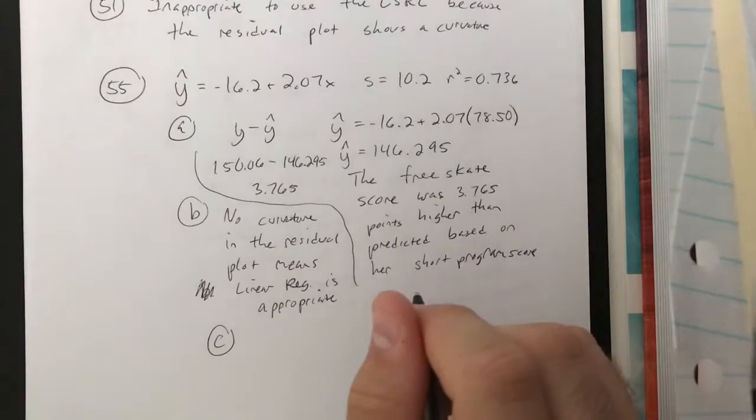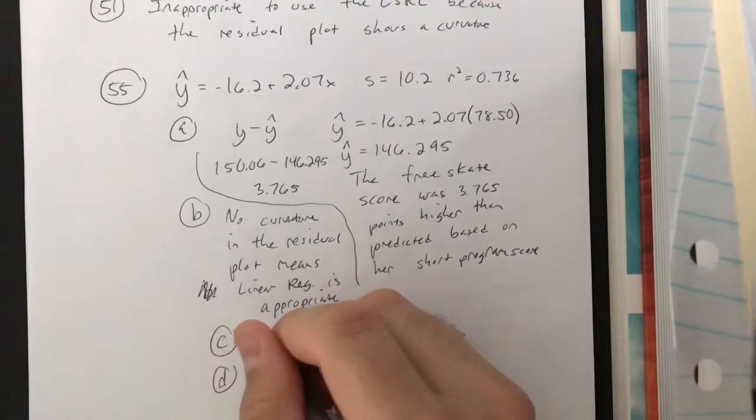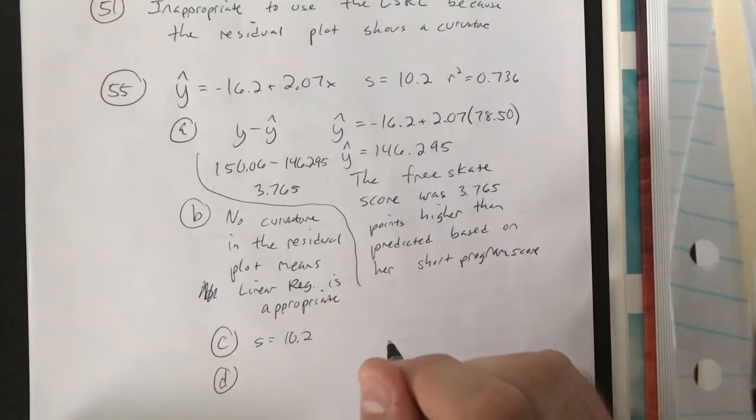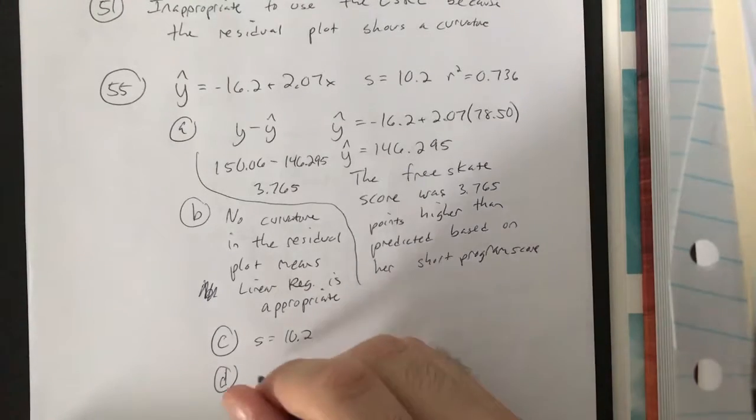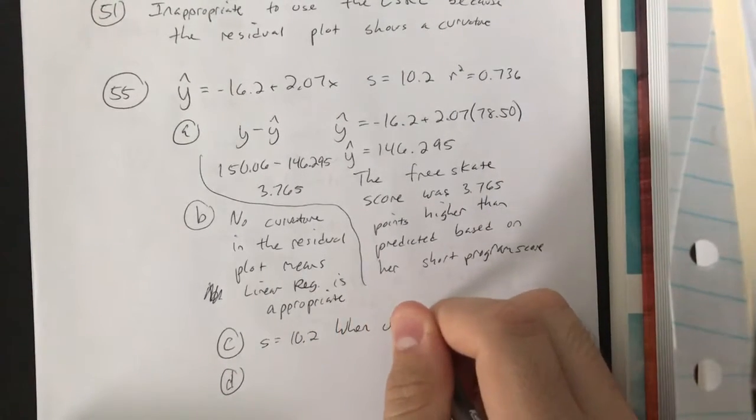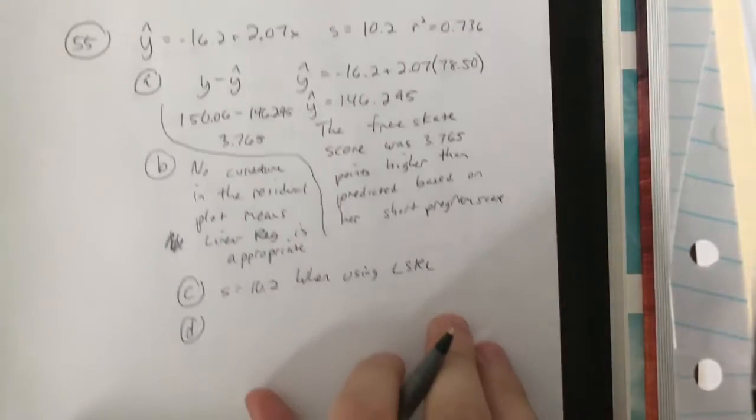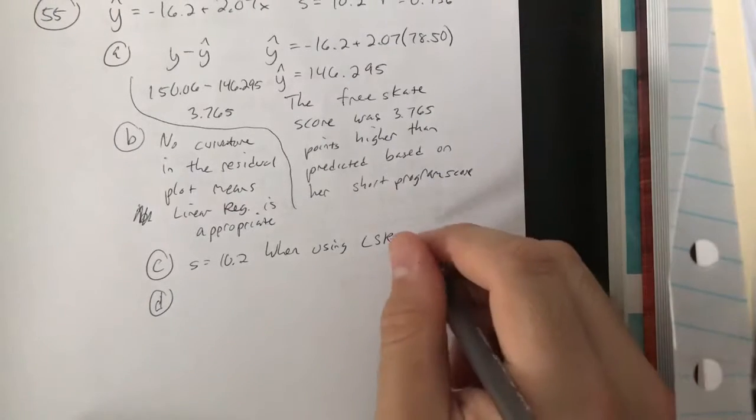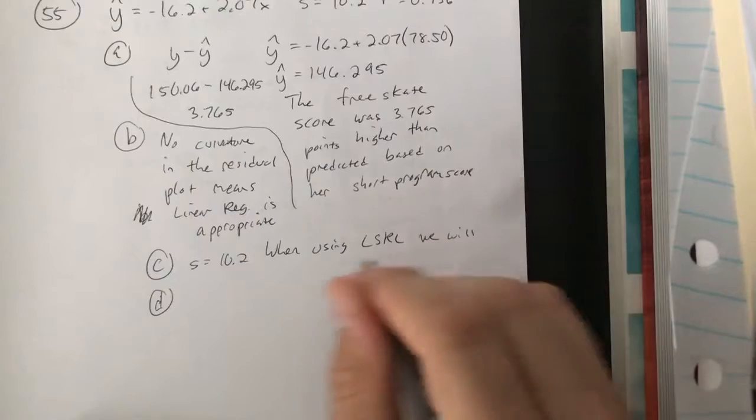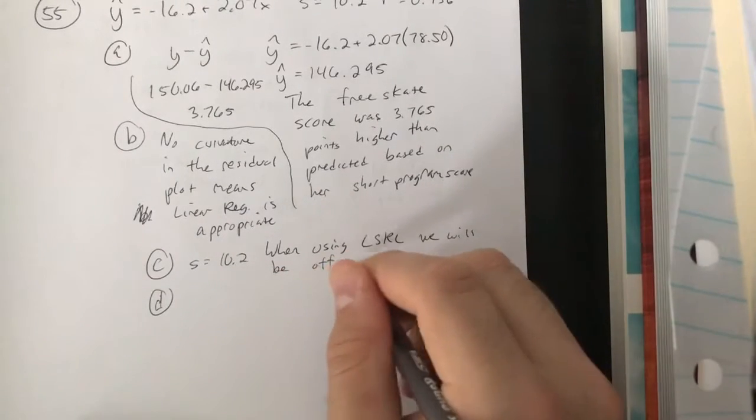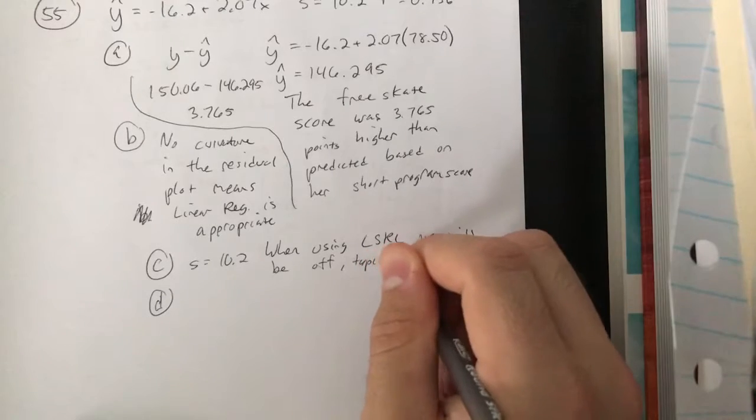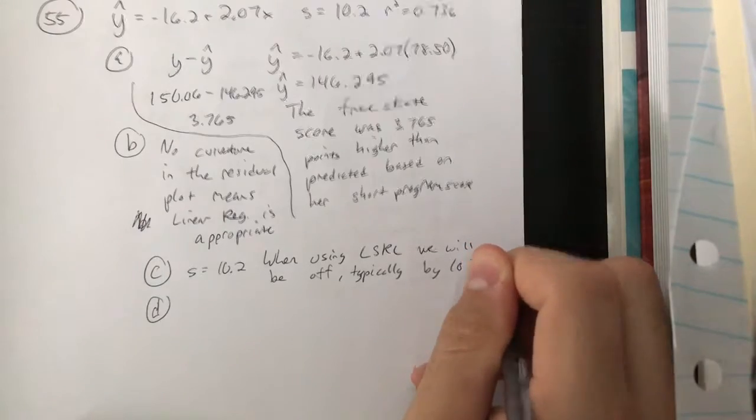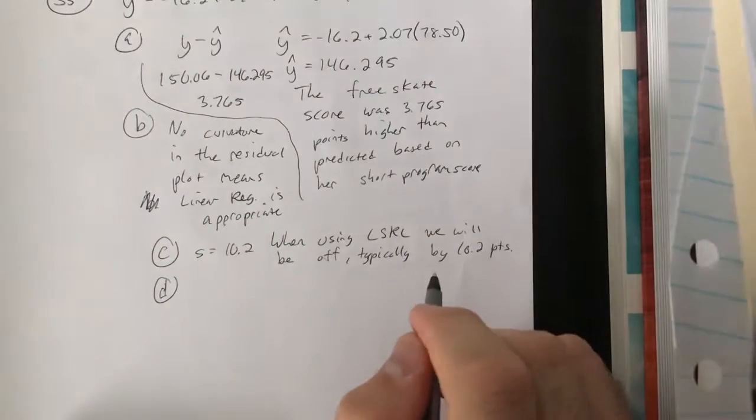Part C, interpret the value of S, and then part D is interpret the value of R squared. So S is, again, 10.2. And what this means is that when using the least squares regression line, we will typically be off by 10.2 points. It's an average error, you could say.